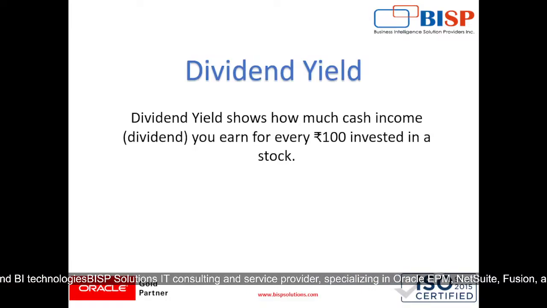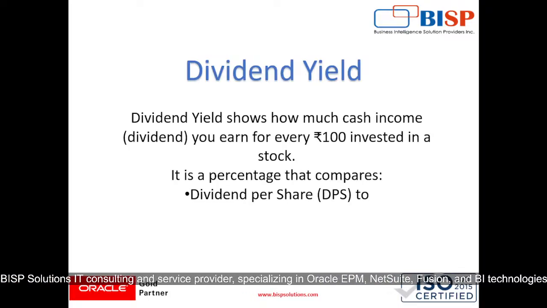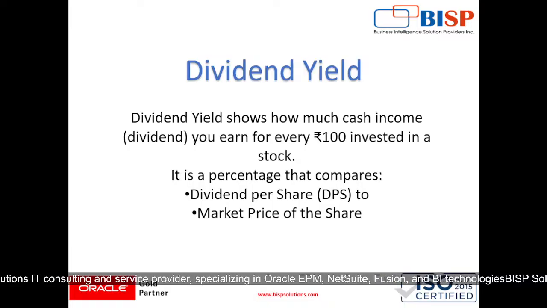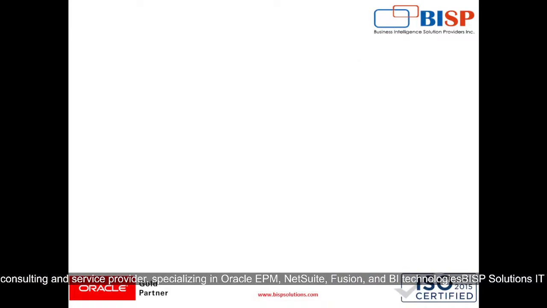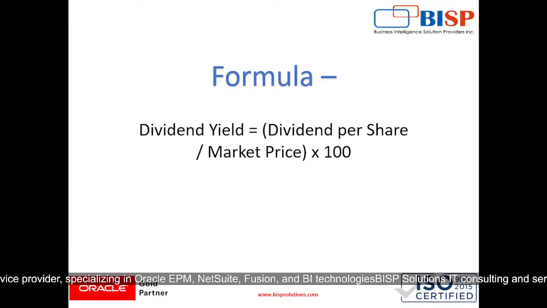where dividend yield shows us how much cash income, which is dividend, we earn from every 100 rupees invested in a stock. It is a percentage that compares dividend per share to the market price of the share. For the same calculation we will be using the formula: dividend yield equals dividend per share divided by market price into 100.